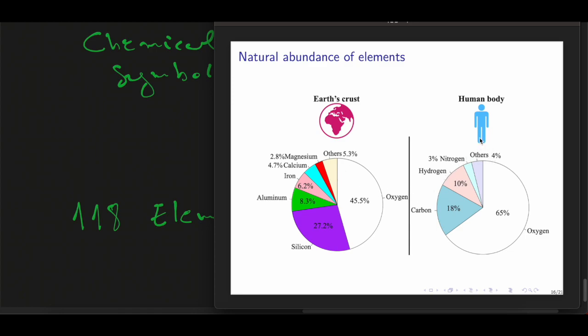But in the human body, the main component is the element oxygen with 65%, which is very large. After that we have carbon with 18% and hydrogen with 10%. All these are the main elements in the human body. So we can see that oxygen is the main component in either the human body or the Earth's crust, but carbon comes after oxygen in the human body.